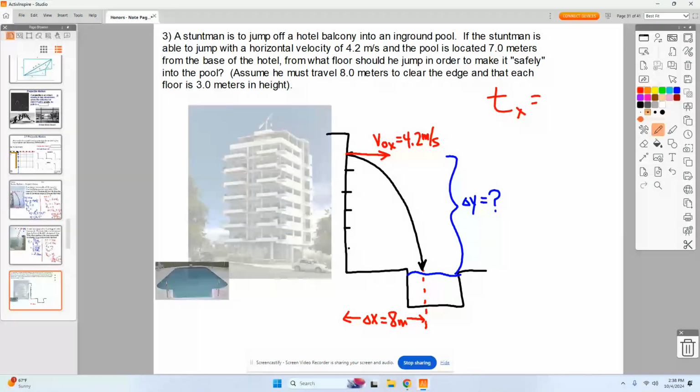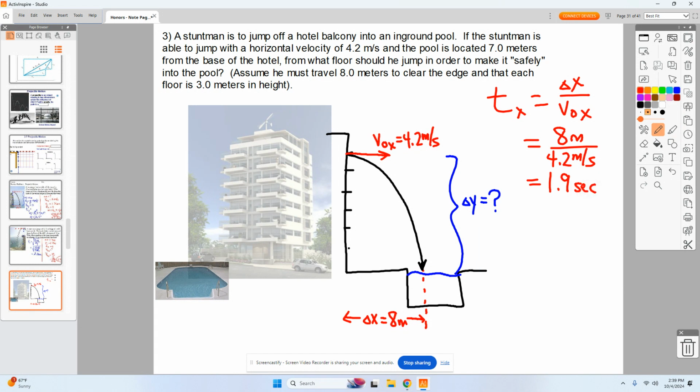Time in the x is equal to delta x divided by v naught in the x direction. He's got to travel 8 meters, and he's doing that at a rate of 4.2 meters per second. I think it's 1.9. Okay, 1.9 seconds is how long he's going to be in the air.